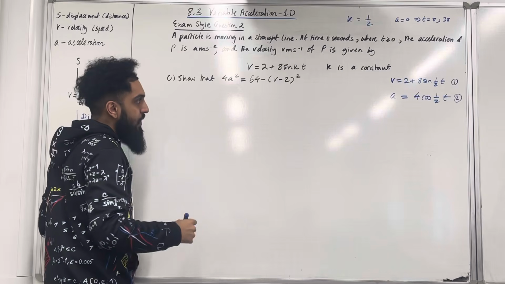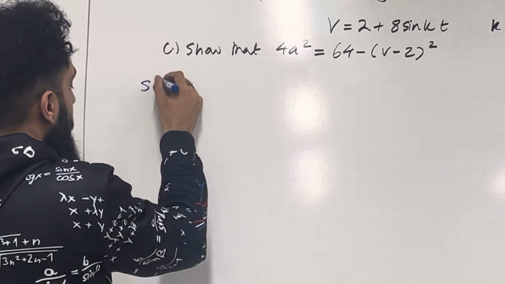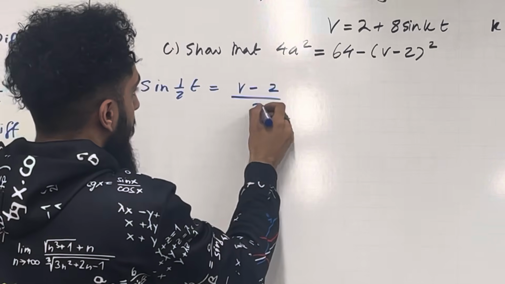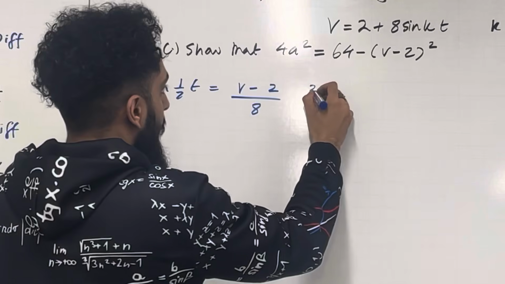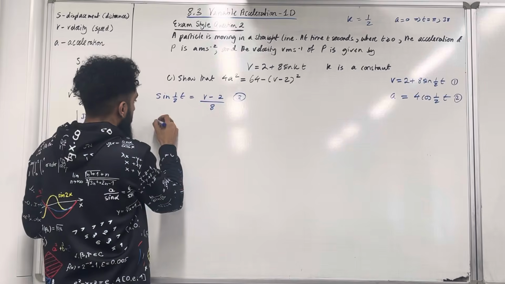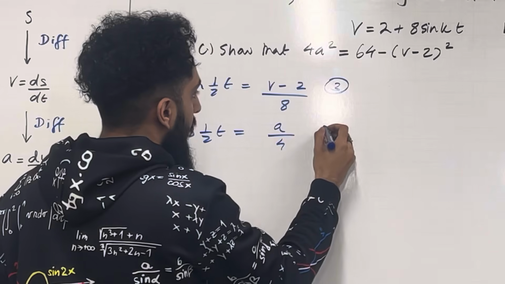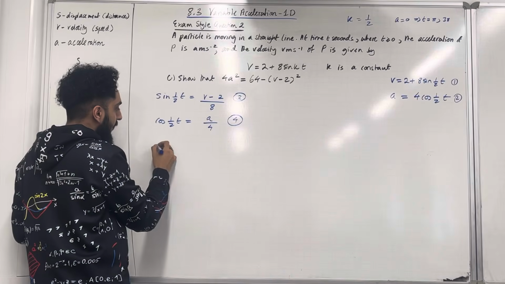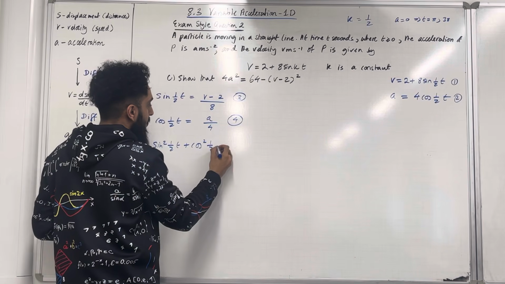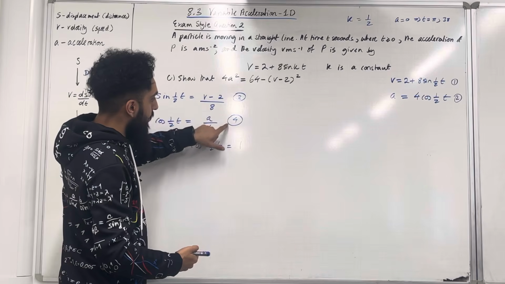Okay, so let's start off with equation 1. Let's make sine a half t the subject. So we've got sine a half t is given by v minus 2 all over 8. So this is equation 3. Second equation, let's make cos a half t the subject. So cos a half t is given by a over 4. We can call this equation 4. Now we know that sine squared a half t plus cos squared a half t is equal to 1. The next step would be to substitute 3 and 4 into this identity.